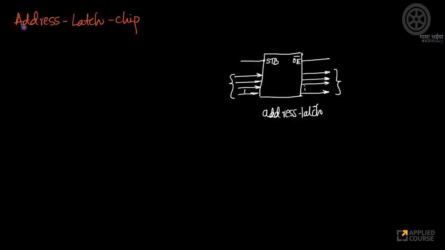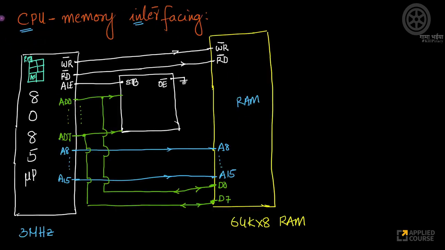Now, how does the address latch itself work? Look at this. In our final interfacing, if I want to interface my CPU to memory, there are three components here. There is the 8085 microprocessor, which could be any microprocessor. There is the main memory or RAM that I use. There is a third chip called the address latch chip. We use all three of them to actually connect the CPU to memory in reality.